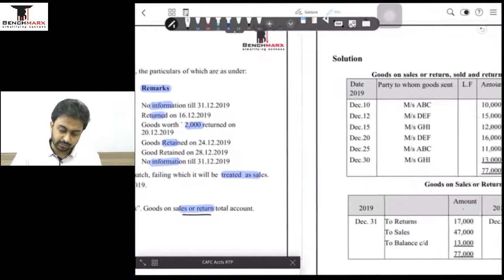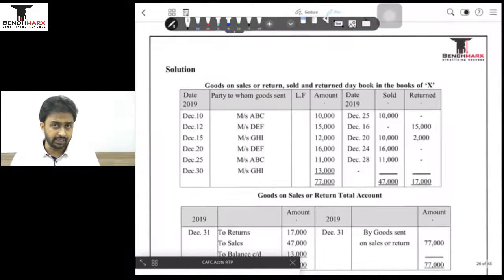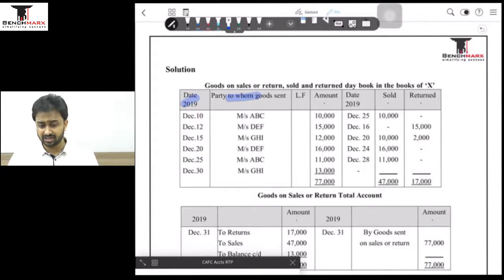ठीक है. So first we maintain the book. As I said, in the book all transactions will be maintained with all the details. The columns are going to be the date, obviously, of transaction, the name of the party to whom the goods are sent, the amount, obviously, is to be known because I need to know कितना मैंने goods भेजा है, out of which किसने सेल के लिए हाँ बोला है, किसने रिटर्न किया हुआ है.